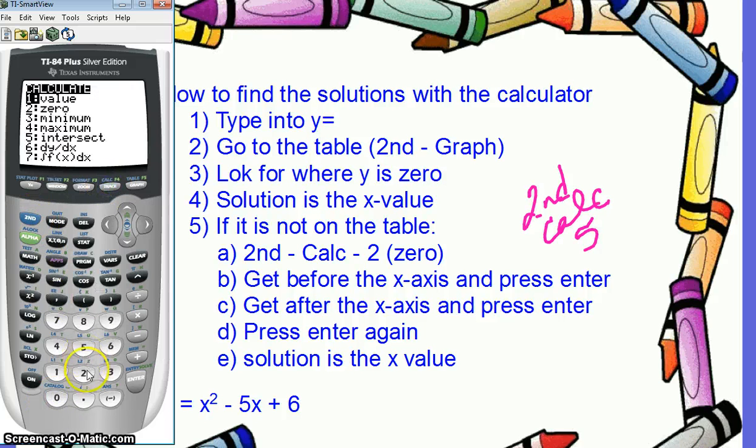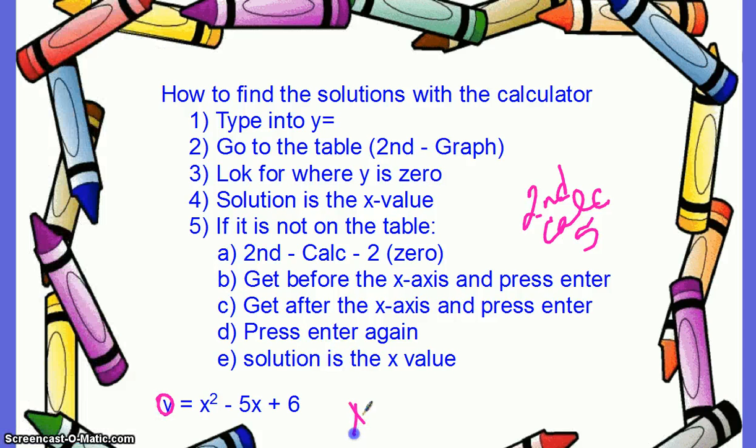Second calc number 5. Let it draw. Enter, enter, enter. I'm on the left side. I did that too fast. Let me try that one more time. Enter, enter, enter. And x equal 2 is a solution. X equal 2. That's how you write your solutions.